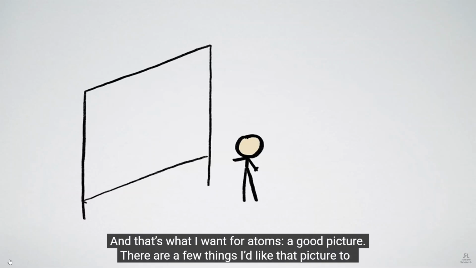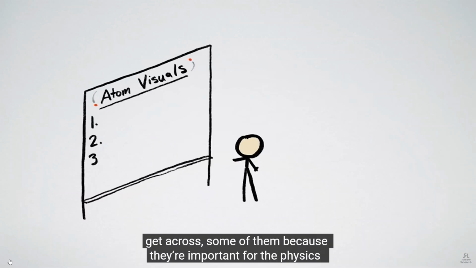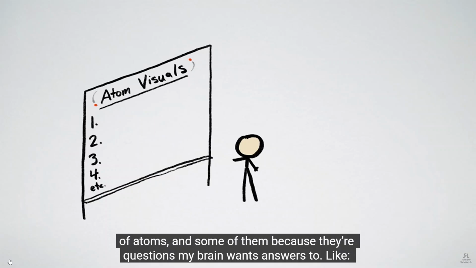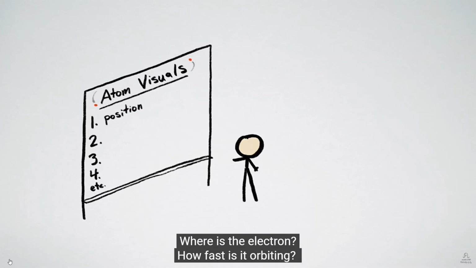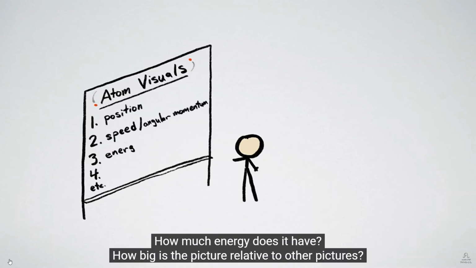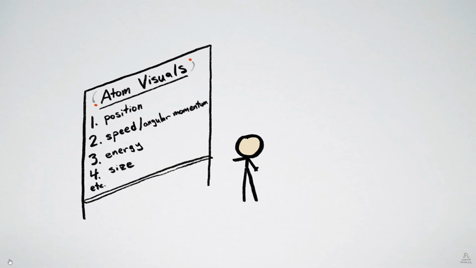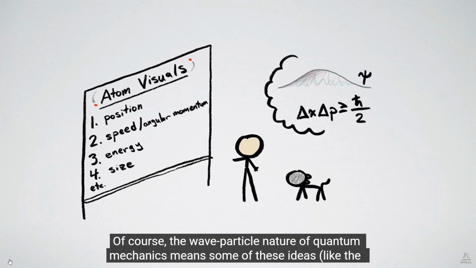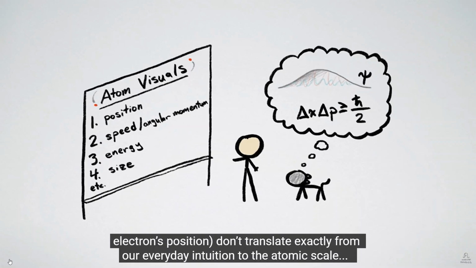There are a few things I'd like that picture to get across, some of them because they're important for the physics of atoms, and some of them because they're questions my brain wants answers to. Like, where is the electron? How fast is it going? How much energy does it have? How big is this picture relative to other pictures? Of course, the wave-particle nature of quantum mechanics means some of these ideas, like the electron's position, don't translate exactly from our everyday intuition to the atomic scale.